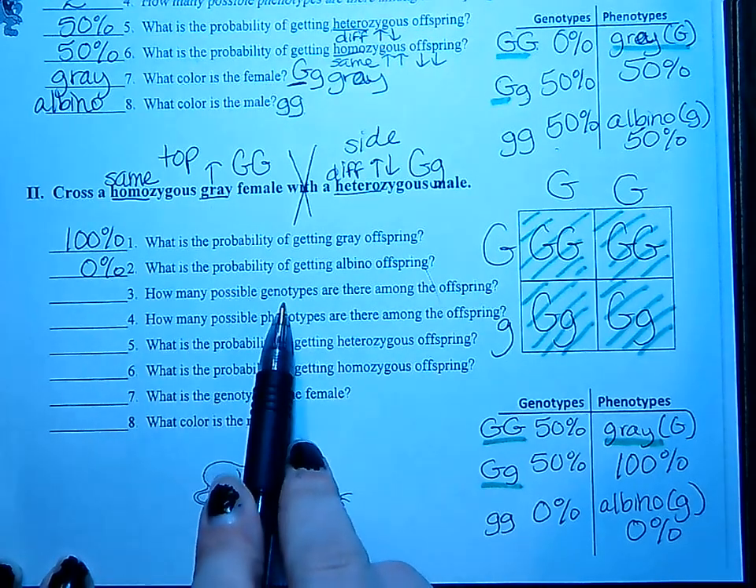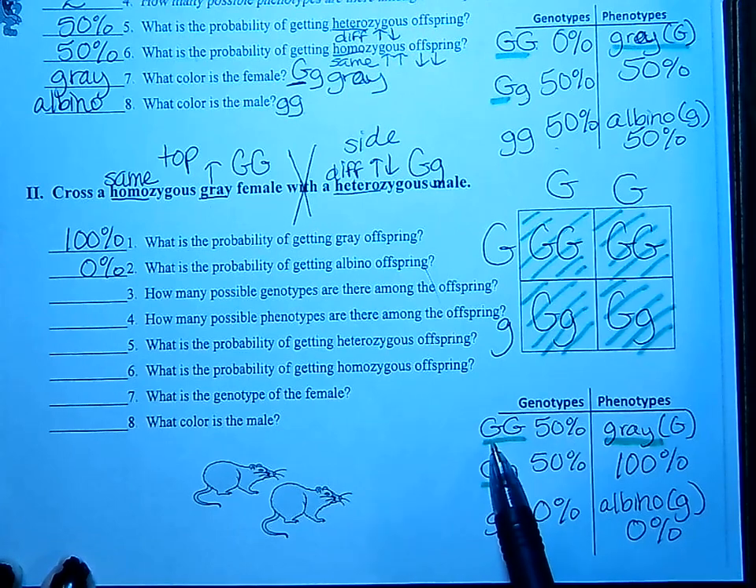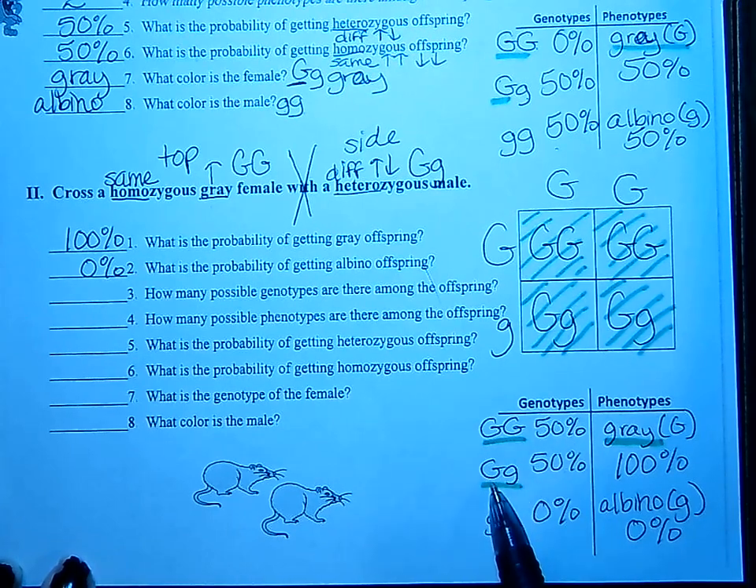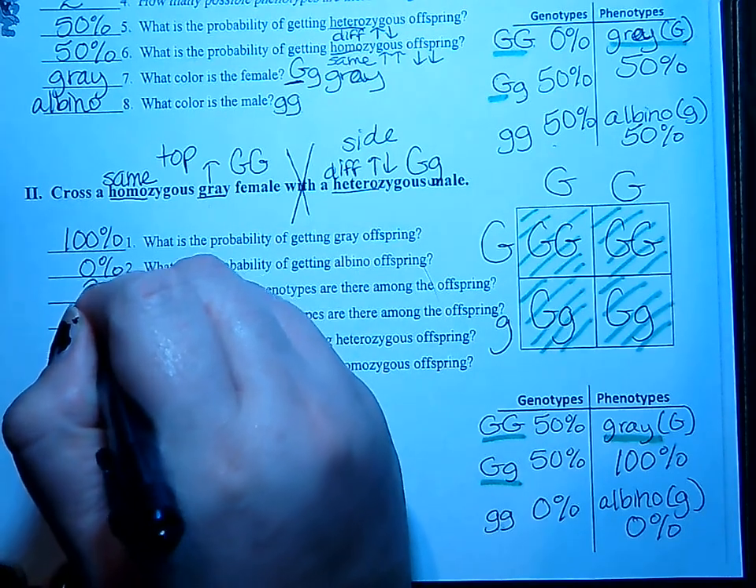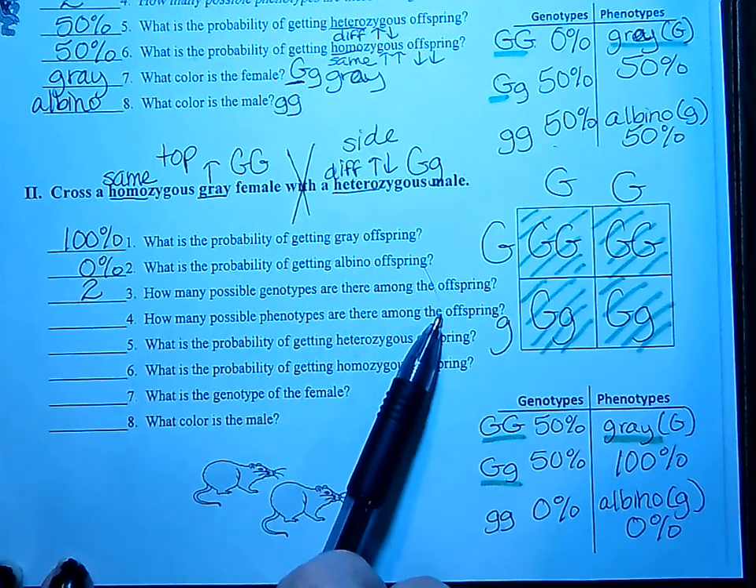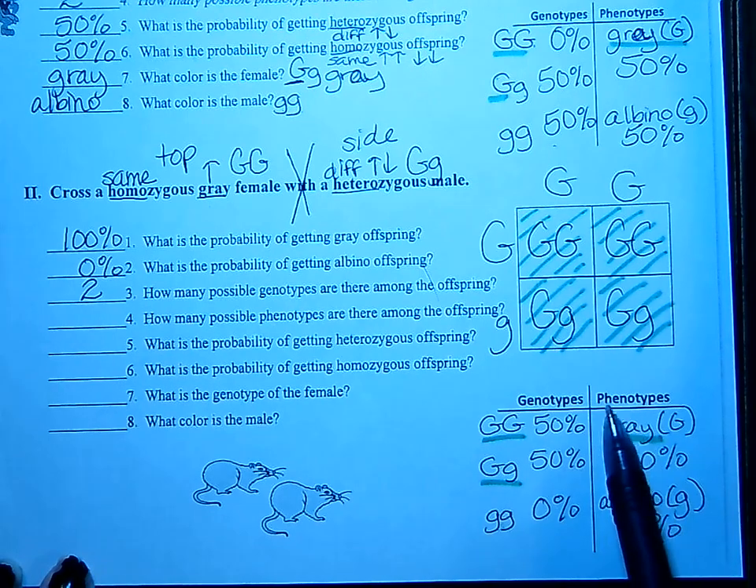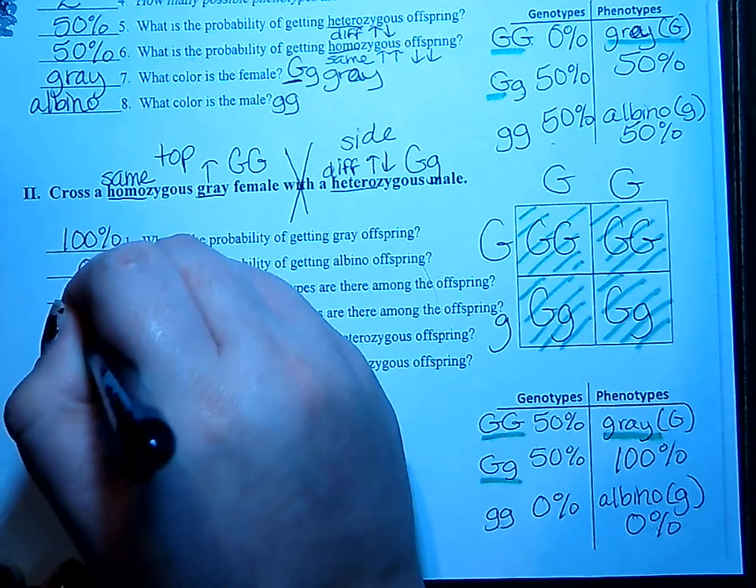How many possible genotypes are there among the offspring? Well, we had information about big big, we had information about big little, but we didn't have any for little little, or homozygous recessive. So we had 2 out of the 3, so 2 possibilities. How many possible phenotypes are there among the offspring? Well, since we had 100% gray, we have 0% for albino. So there's only one possible phenotype for these offspring, or for the babies.